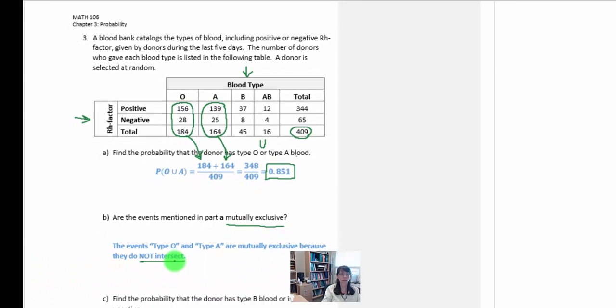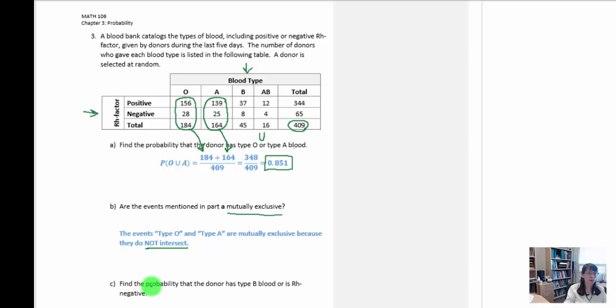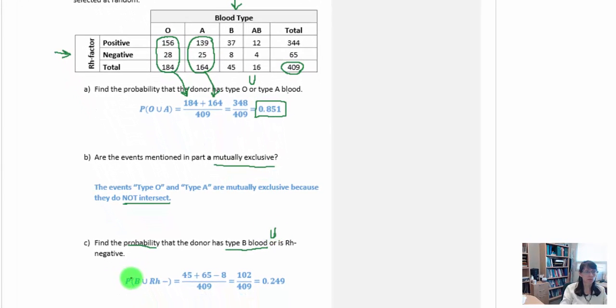For part C, we're looking for the probability that the donor has type B blood or has Rh negative. So again, the word or indicates the union of these two events. So we're looking for the probability of type B in union with Rh negative. So we'll go back up to the table. This time I'll use red for event B. So here's type B blood, and then the other event is Rh negative.